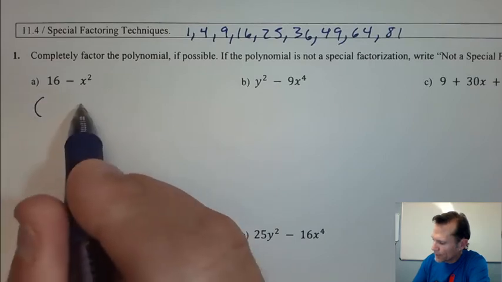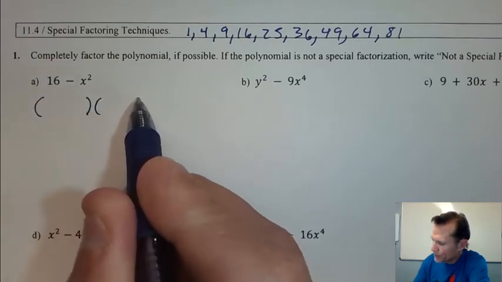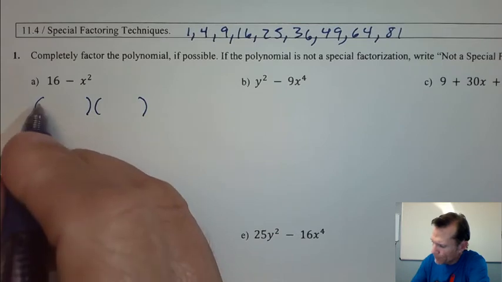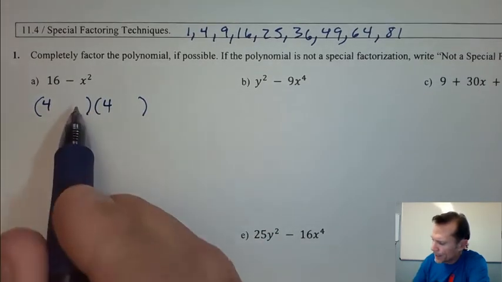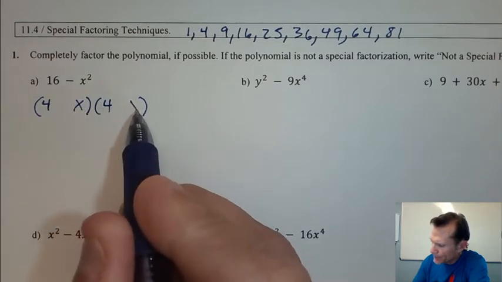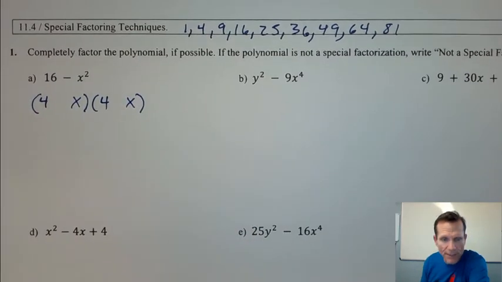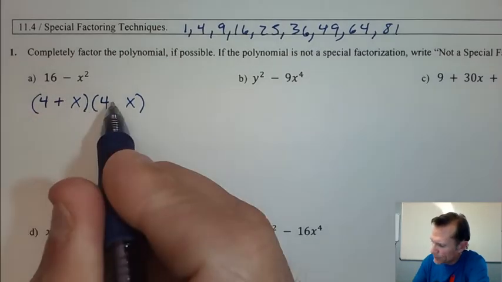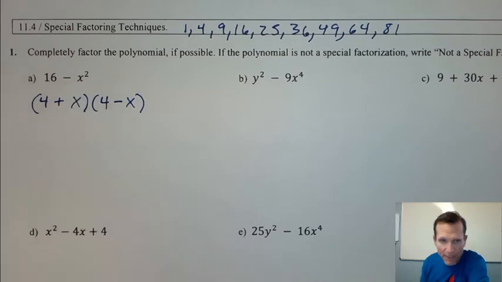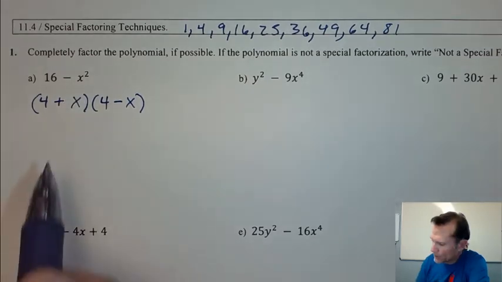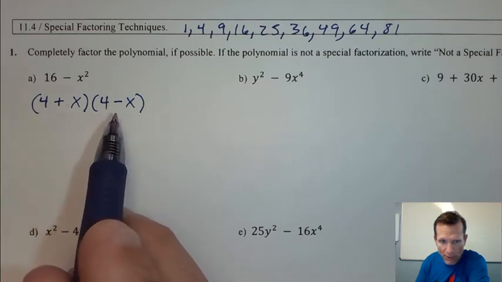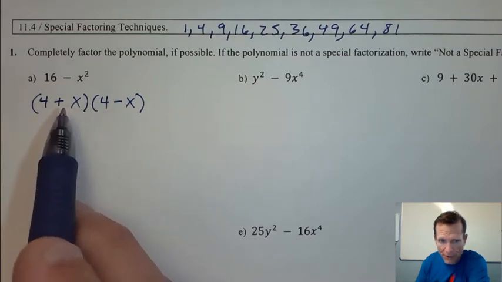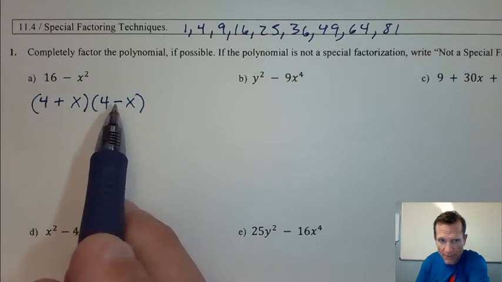So I'm going to try my technique of 2 binomials here. And I'm going to put a 4 and a 4 to get the 16. And then I'm going to use an x and an x to get the x squared. But I'm not quite finished here. I have to put a positive sign and a negative sign so I can get the negative x squared. And so what you see here is you get binomials. They aren't opposites of each other. It's just that the sign in the middle is different.